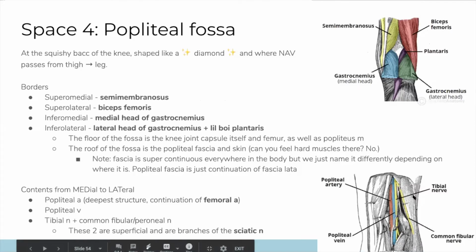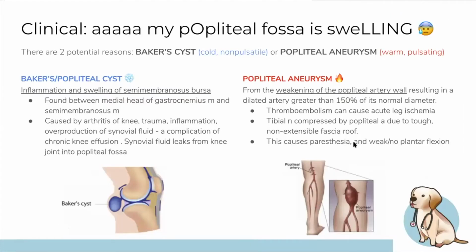This is basically the area at the posterior region of the knee that's formed in a diamond by these four muscles. Lots of neurovasculature goes through there. We can check for a pulse there. It's pretty clinically important, so just take a look at that, because sometimes the popliteal fossa can swell, and usually it's for two different reasons. It's for a cyst or it's for an aneurysm.